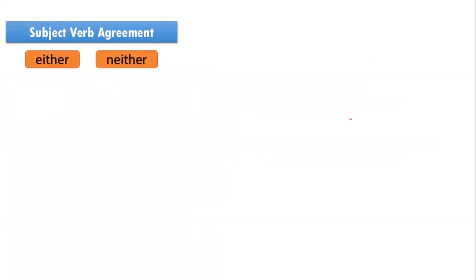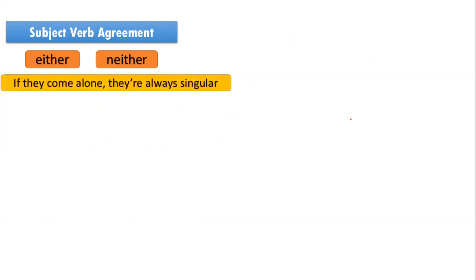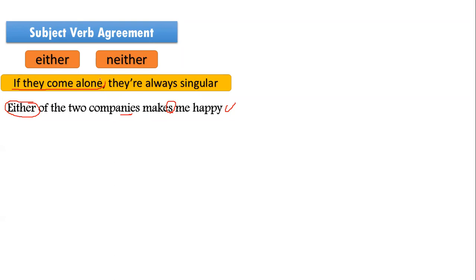The word either and the word neither, they are so special if they come as subjects here. If they come alone, they are always singular. Look at this example here. Either of the 2 companies makes me happy. Do you think this sentence is correct? Companies, plural, makes or make? Is it correct or what? The sentence is correct, ya shabab. You know why? Because I have the word either here. And remember this, if they come alone, they are always singular.